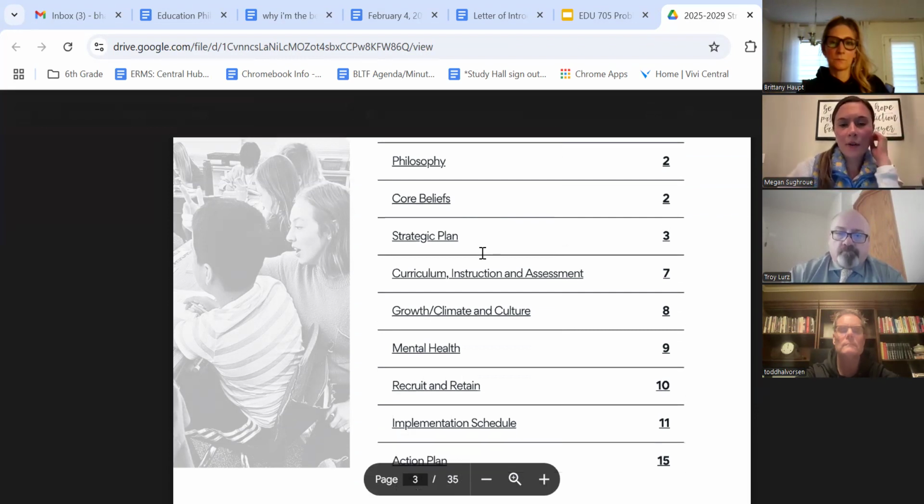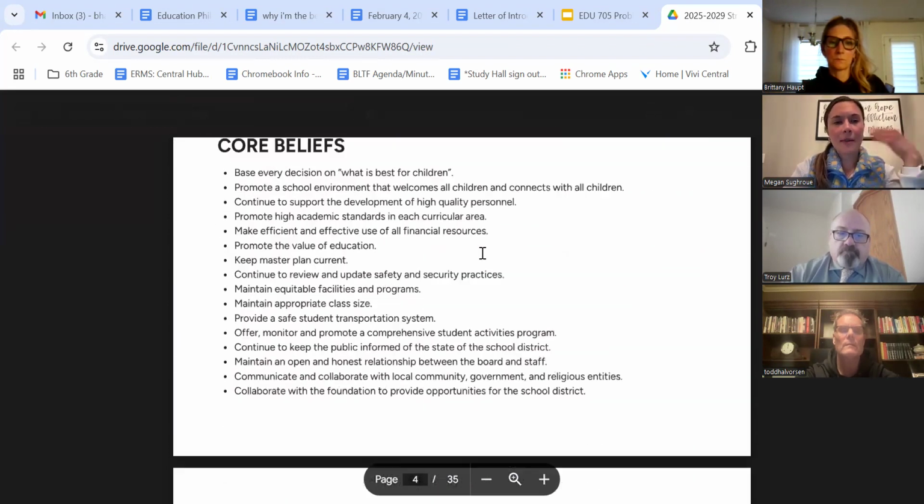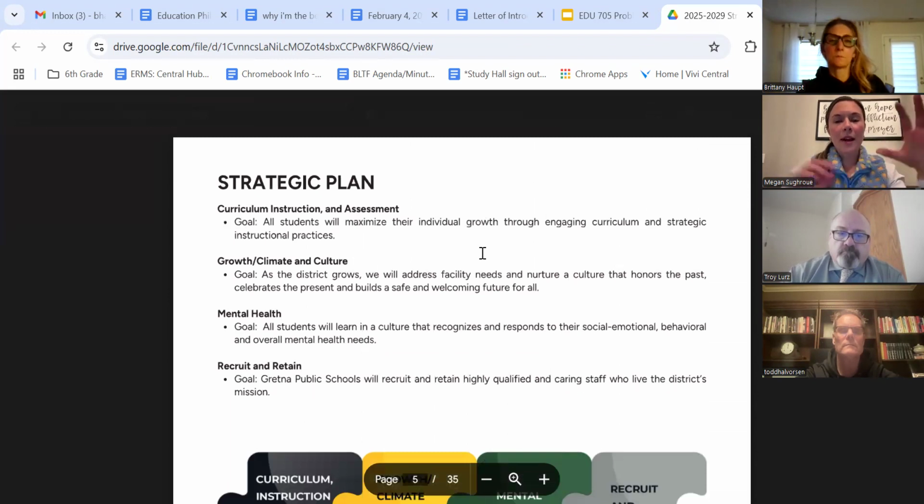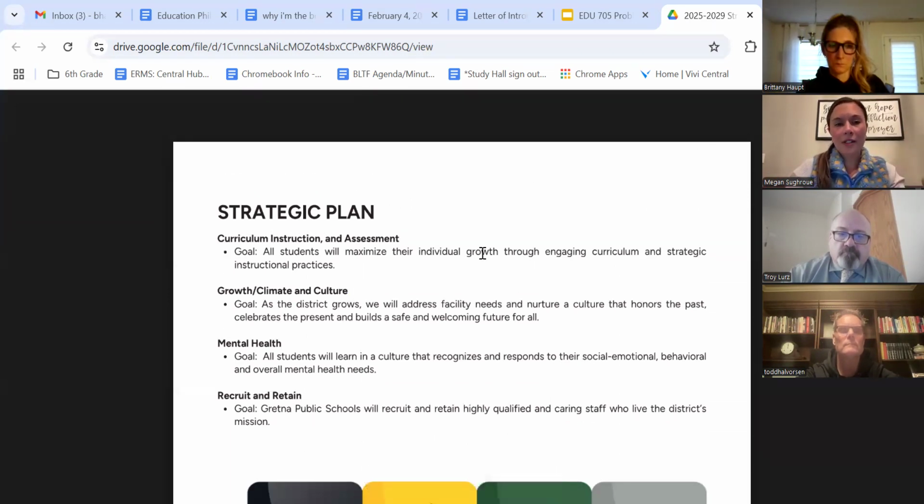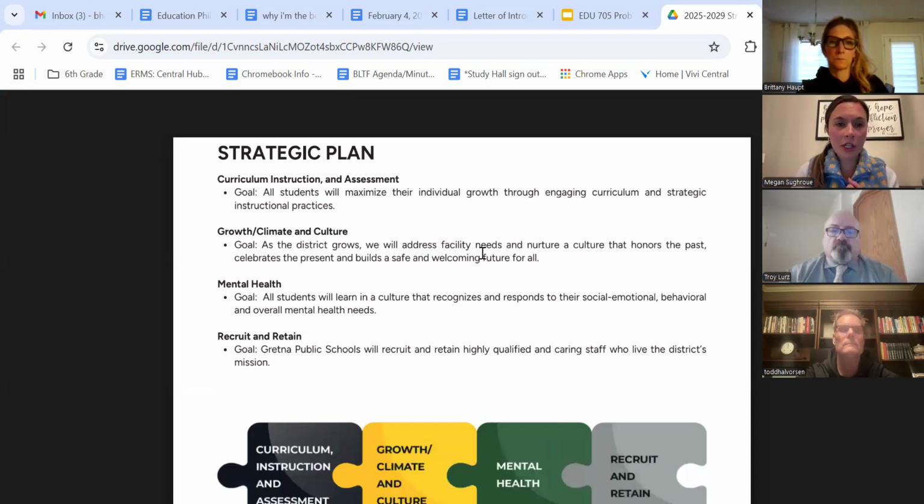So if we scroll down, we go past the mission, philosophy, core beliefs, and we have the 4 categories that they chose to do. So focused on 4: curriculum, instruction, and assessment, growth, climate and culture, mental health, and recruit and retain. So we talked about those 6 to 9 categories that we would come up with ourselves, but Gretna decided to just focus on 4 so we could give all of our efforts towards those 4. So they have those, and then they have the overall goal beneath.